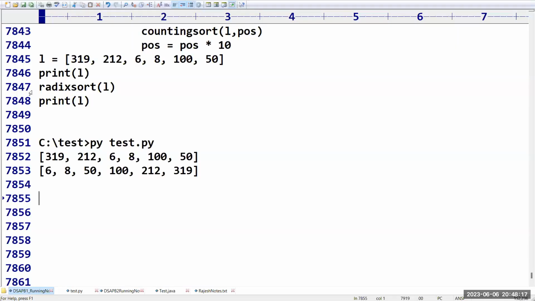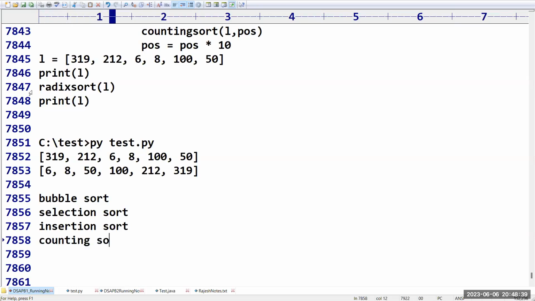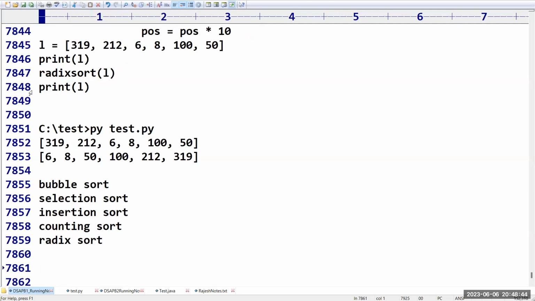So with this, almost the main sorting techniques we finished. Which sorting techniques have we seen? We covered the bubble sorting technique. Next we saw selection sort. After that we discussed insertion sort. Next we worked with counting sort. Then we implemented radix sort also. Many sorting algorithms are there, but these are sufficient.